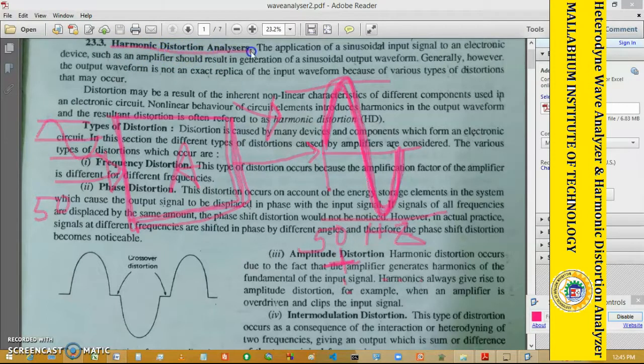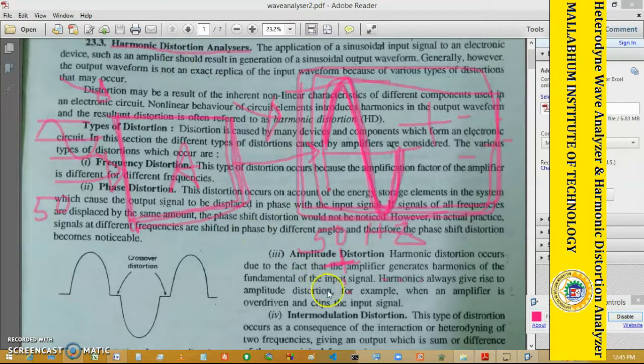That means, as I have said, that we cannot get the pure output out of the amplifier or any electronic circuit. So the output is composed of the fundamental frequency which is given at the input plus different frequency components. Now as this cannot be avoided completely from the output of the amplifier or any kind of circuit, the study of this noise or distortion is done with the help of this distortion analyzer. That's why the distortion analyzer comes into the picture.